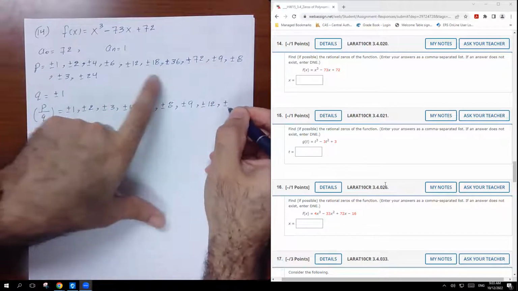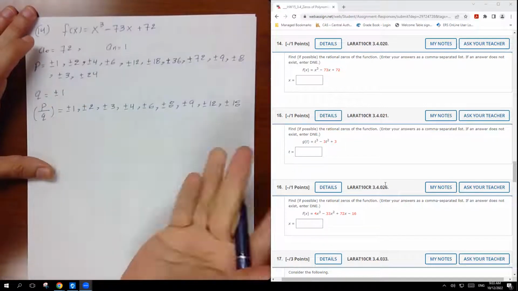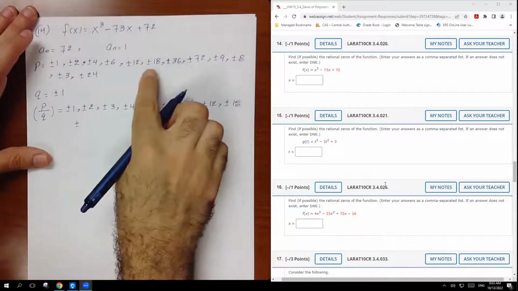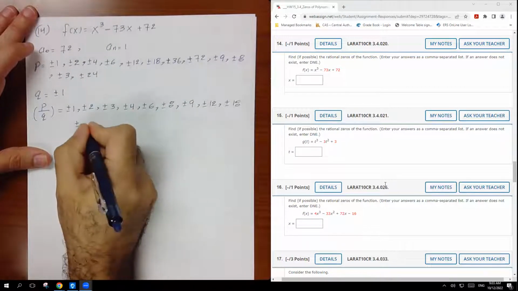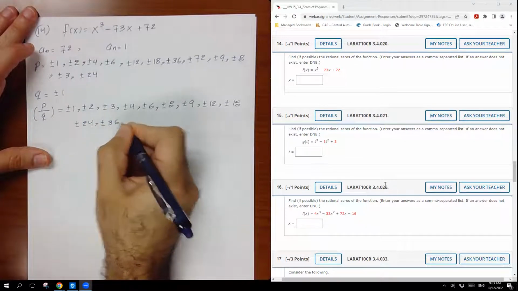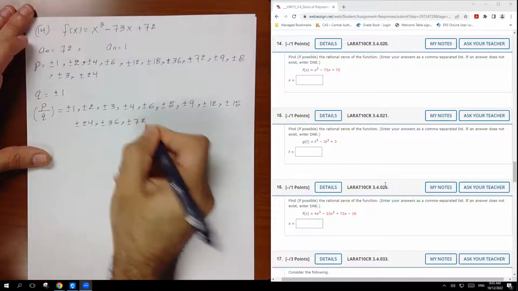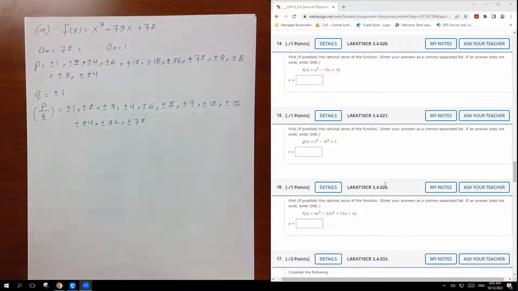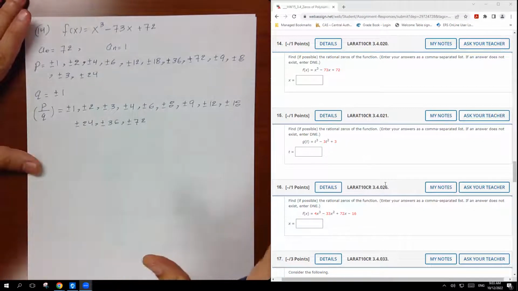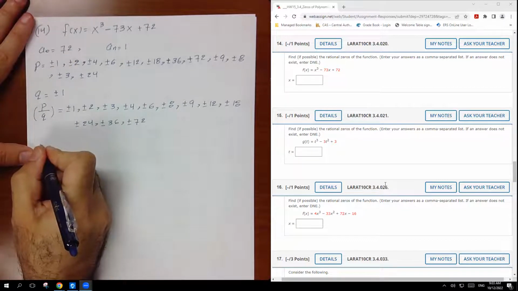plus or minus 18, because I'm dividing these numbers by 1. It's not going to change anything. Plus or minus after 18 is 24, plus or minus 36, and plus or minus 72. So all these are the possible zeros. We're not going to use all these possible zeros at once. We're going to start from the first one. I'm going to say k equal 1.